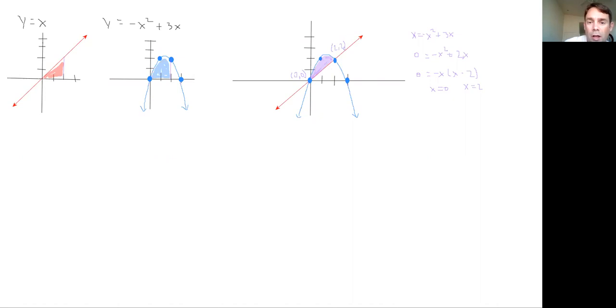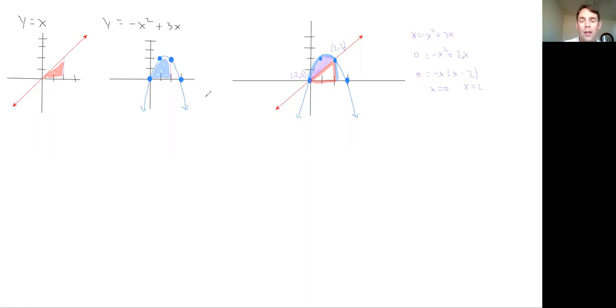For instance, I'm just going to outline it so you can see it here. I'm not going to actually go through and figure it out. So here's that triangle area. And here's the parabola area. So if I take that parabola area and subtract that triangle area, I'd find the purple area, which is the area between the two curves.